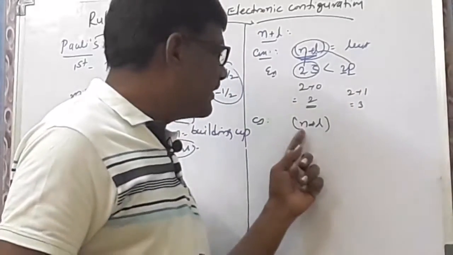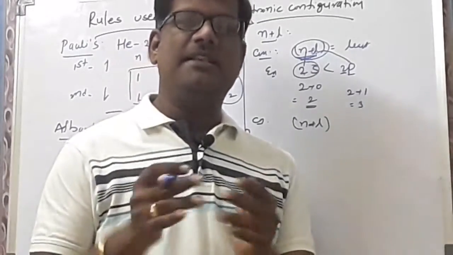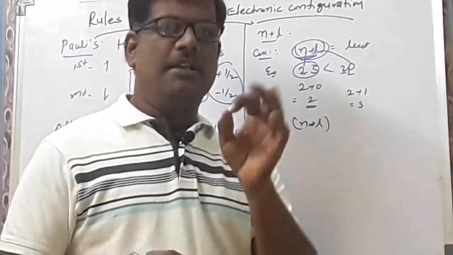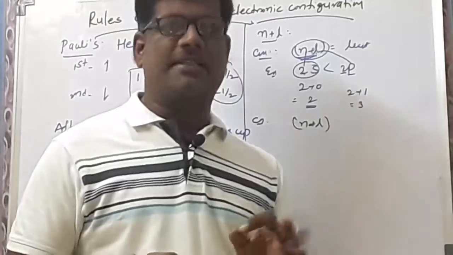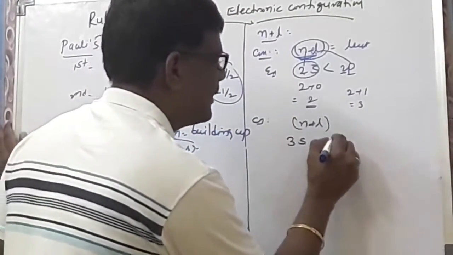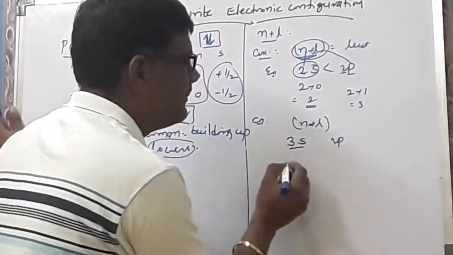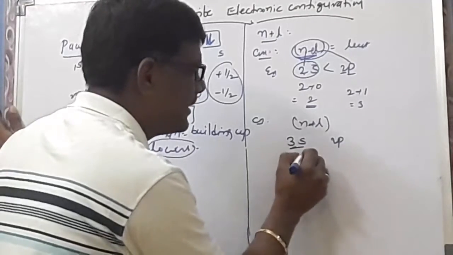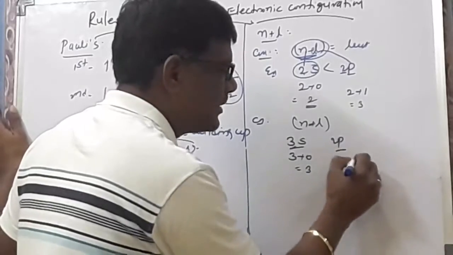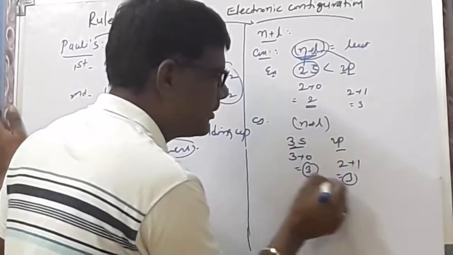The orbital which will have the least principal quantum number will have the least energy. Whenever n plus l is the same for the orbitals, then we can say on the basis of the principal quantum number: the orbital whose principal quantum number is less will ultimately have the least energy. For example, I am taking the 3s orbital and the 2p orbital. For 3s, n is equal to 3, l is equal to 0, so n plus l is 3. For 2p, n is equal to 2, l is equal to 1 for the p orbital, so n plus l is also 3.